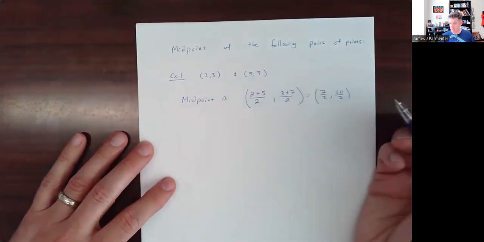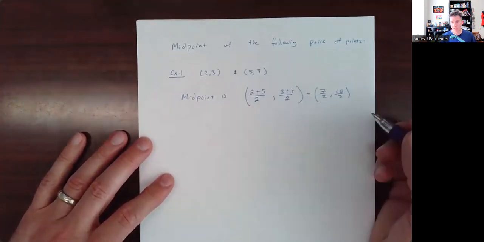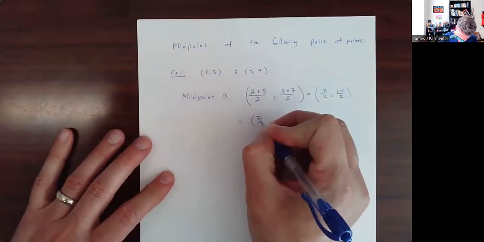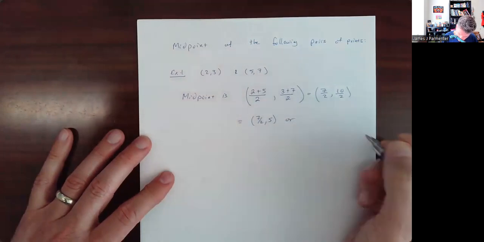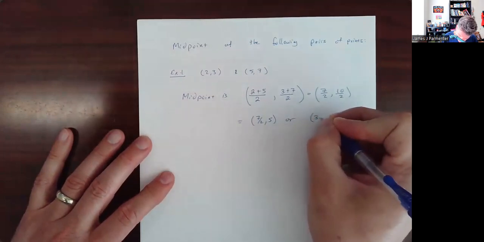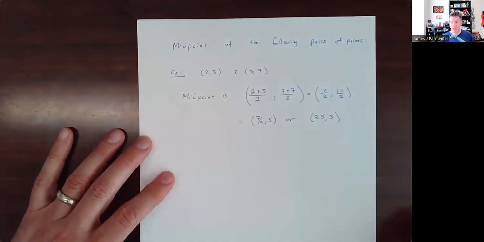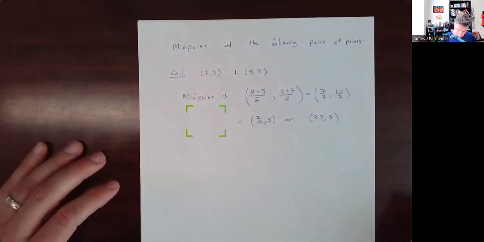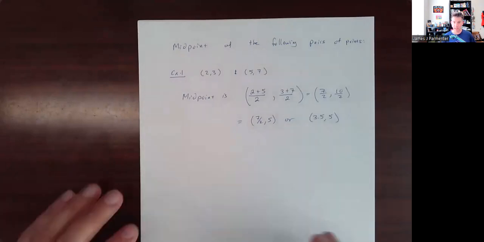7 halves, you could leave as 7 halves. 10 halves, you should simplify as 5. So I'm going to write this either as 7 halves comma 5, or if you prefer a decimal, 3.5 comma 5. Either way is fine there. Let's do a couple more just to see a few things that might come up.